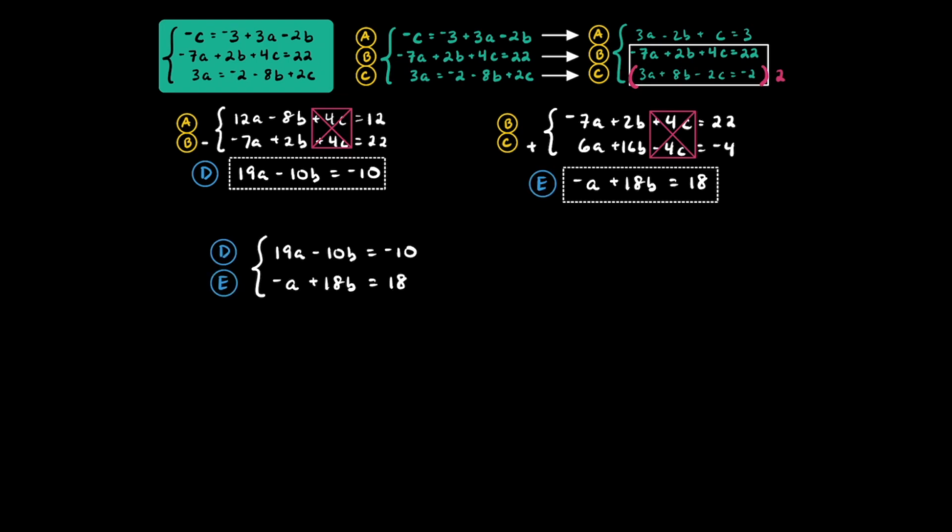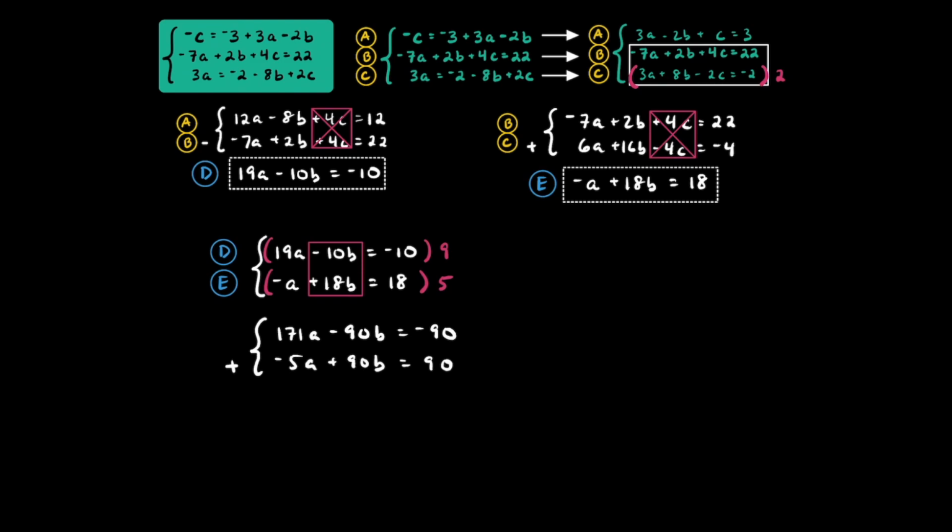Now let's work with equations D and E. I'd like to eliminate the b's. In order to do so, I'm going to have to multiply the top equation here by 9 and multiply the bottom equation here by 5. In doing so, we're going to get a coefficient of 90 for both equations. Our new equations D and E are going to be 171a minus 90b is equal to negative 90, and negative 5a plus 90b is equal to 90.